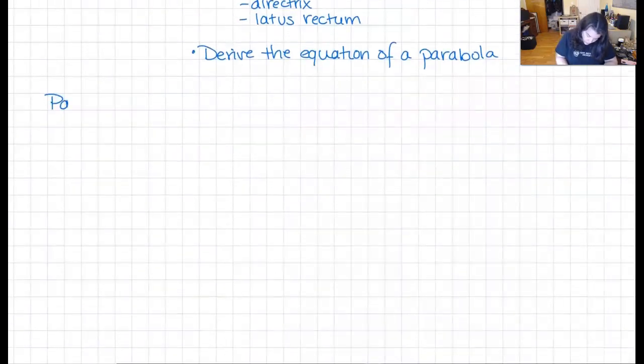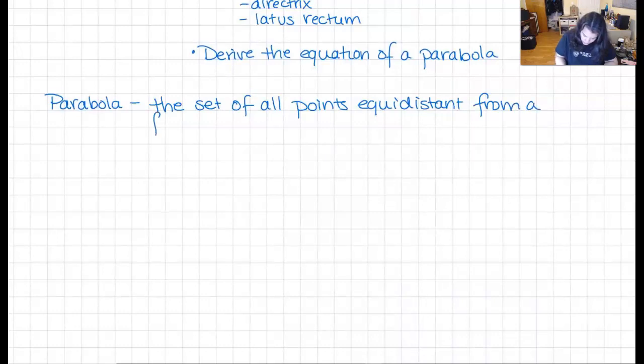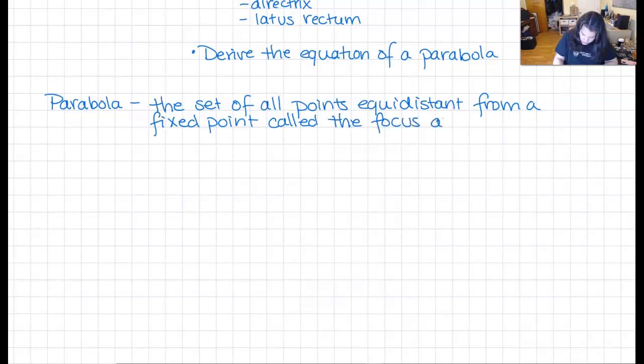So a parabola, by definition, is the set of all points equidistant from a fixed point, which is called the focus, and a fixed line, which is called the directrix.